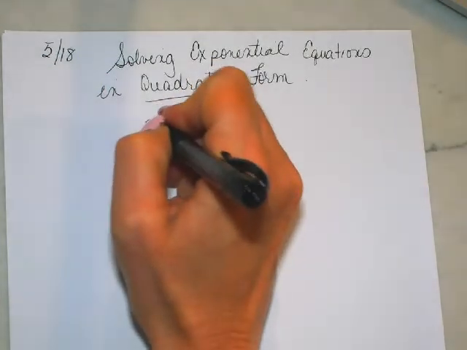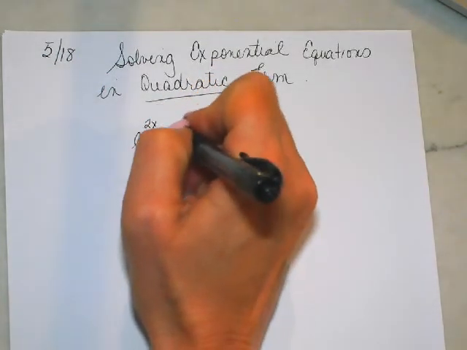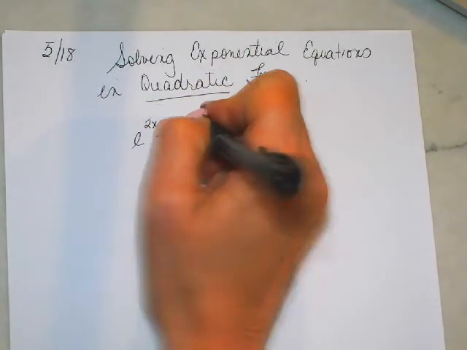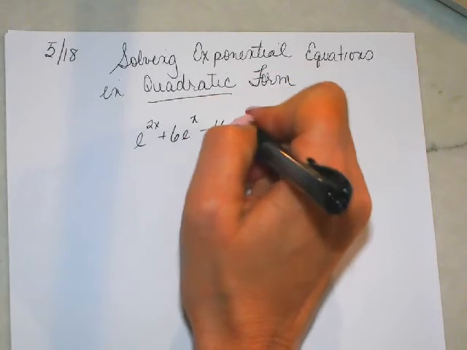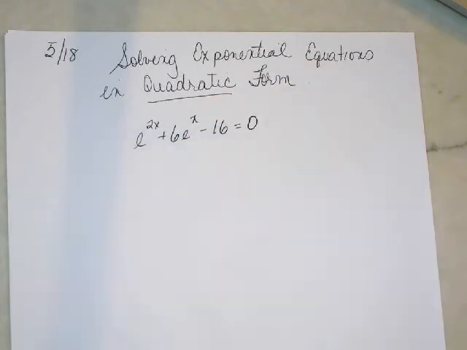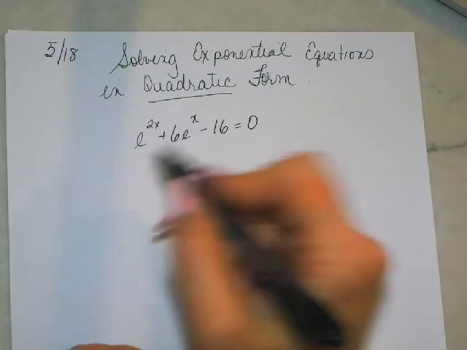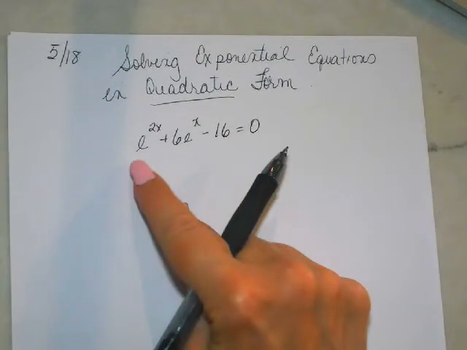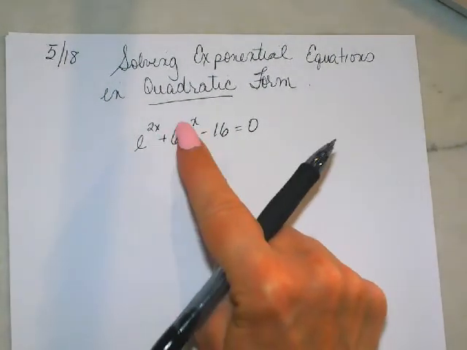e raised to the 2x plus 6e raised to the x minus 16 equals 0. Now, does this look like anything to you? Yeah, I'm waiting for an answer. It's just like in class. You're not going to answer me. Okay, it looks like a quadratic. It has an e instead of an x squared.